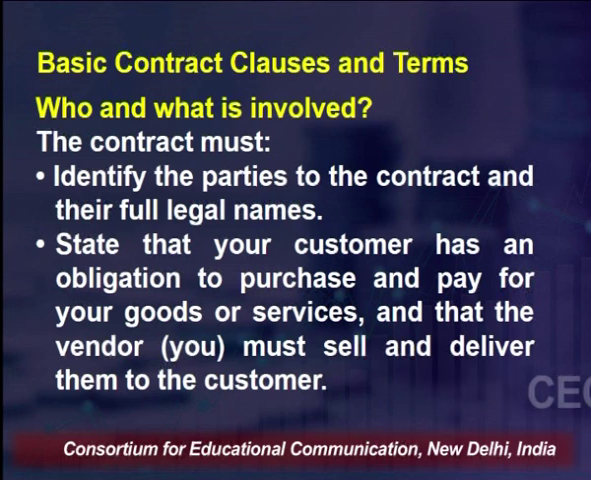Now, when we are talking about who and what is involved, it means basically, as I said, that there are the parties, that is your vendor and the customer. So, both the parties need to mention their legal identities, their full name, disclosure of their areas of operation, their legal names. Maybe the proprietor is running under a different name and the firm is running under a different name. So, the company needs to mention their full legal names.